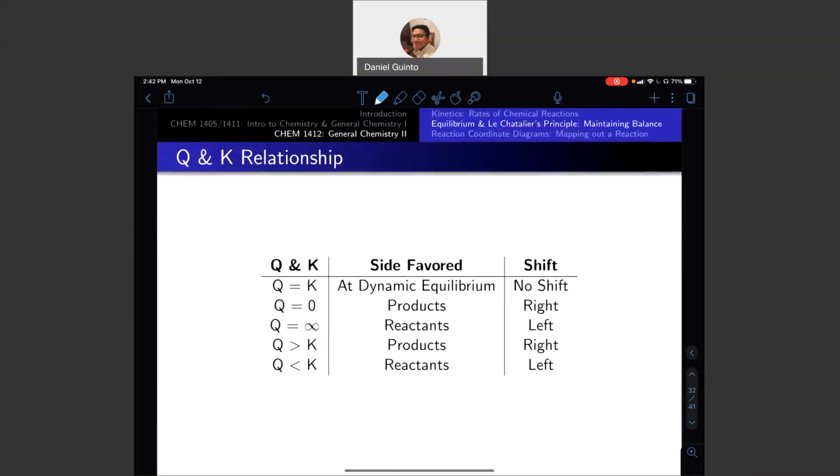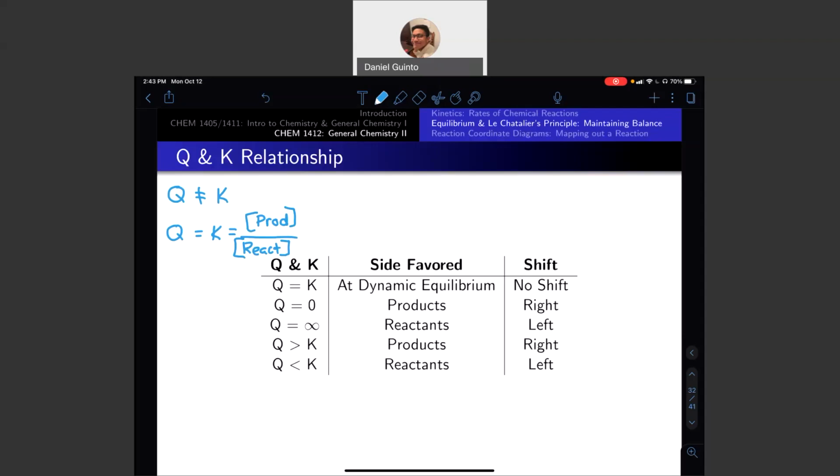So now let's actually apply the relation between K and Q here. So remember, again, K is not always going to equal Q, and that Q, in terms of calculation, is somewhat equal to K in terms of products over reactants, specifically the concentration of them. So when Q is equal to K, dynamic equilibrium, and Le Chatelier's principle says, oh, they are at dynamic equilibrium, so there's absolutely no reason that we have to shift the system to anything.